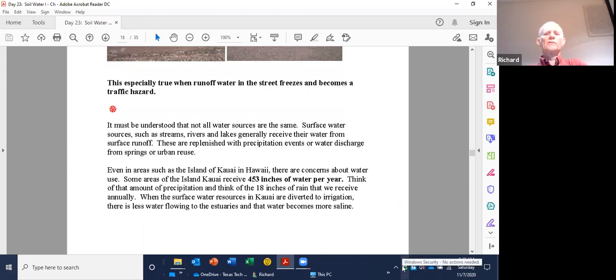It must be understood that not all water resources are the same. Surface water, such as streams, rivers, and lakes, generally receive water from surface runoff. They're replenished with precipitation events or water discharge from springs or urban reuse.